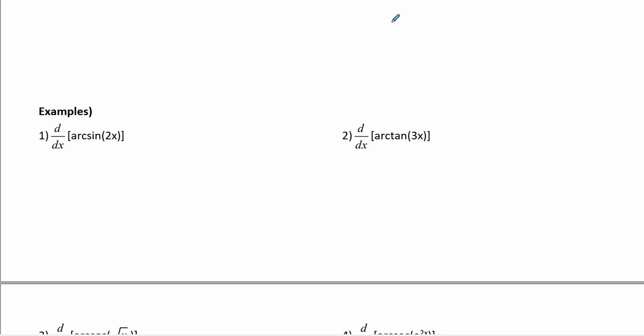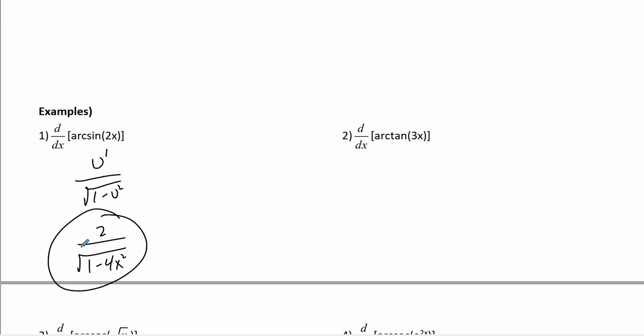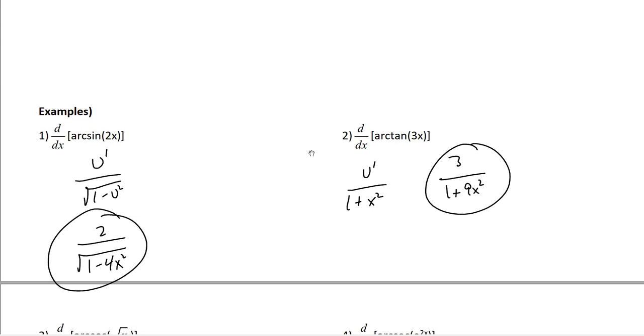So let's get into some examples. Remember, arcsine is u prime over the square root of 1 minus u squared. So then the derivative is 2 over the square root of 1 minus 4x squared, and that's as far as I can go there. Arctangent, remember, is u prime over 1 plus u squared, and I'm going to get 3 over 1 plus 9x squared. It doesn't really matter how you write the denominator, 9x squared plus 1, because it is adding.